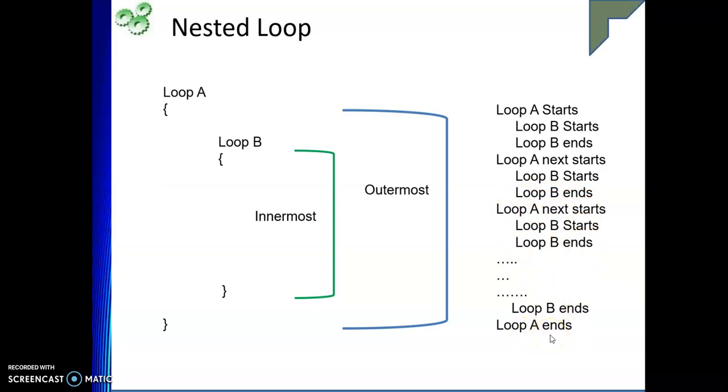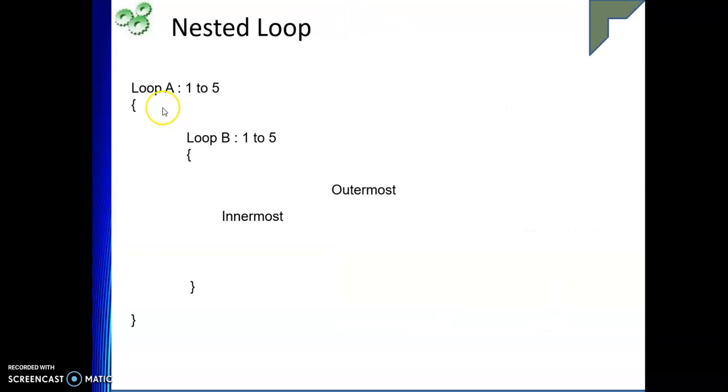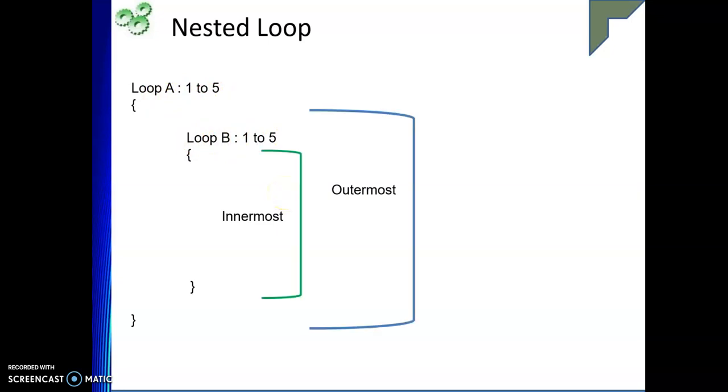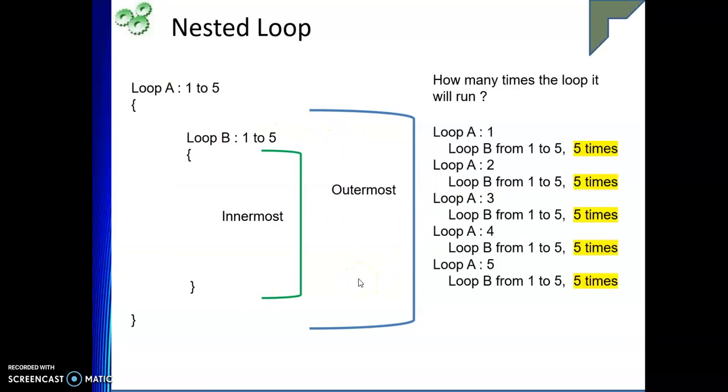Okay. So let us understand more in terms of the number of times it runs. Let us say loop A is going from 1 to 5, and loop B is also going from 1 to 5. As you can see, this is the innermost and that is the outermost layer, right? So now, how many times will the loop run? Loop A is running from 1 to 5, loop B is also running from 1 to 5. So overall, what will be the number of times the loop is going to run? Now, as I was saying, whenever loop A starts first, loop B will start from the first and it will end.